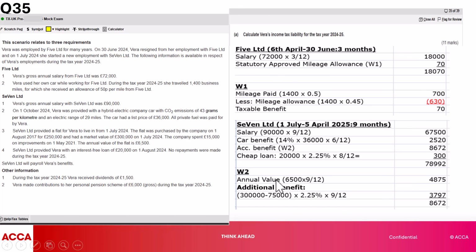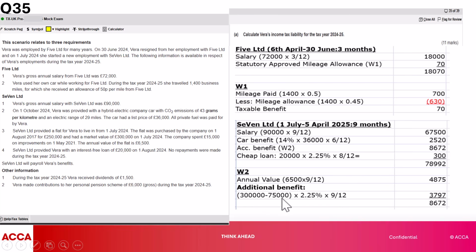Notice the annual value means that's the value for 12 months, but this accommodation was only enjoyed for 9 months. So that's what we exactly consider, 9 months. So we do there 6,500 times 9 over 12. With the additional benefit, we'll get the difference of 300,000 minus 75K.